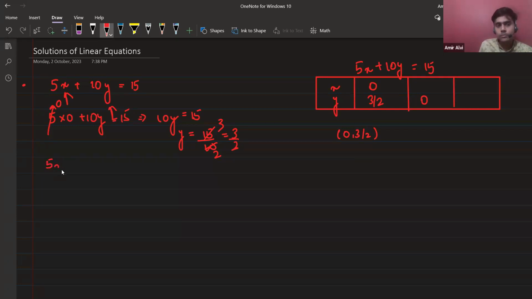Yes or no? Yes. 5x, 10 into 0 equals 15. So this will become 0. So x will be 15 by 5, which is 3. So now tell me, we have got another pair, 3, 0. Yes, this is the solution, Simrat.